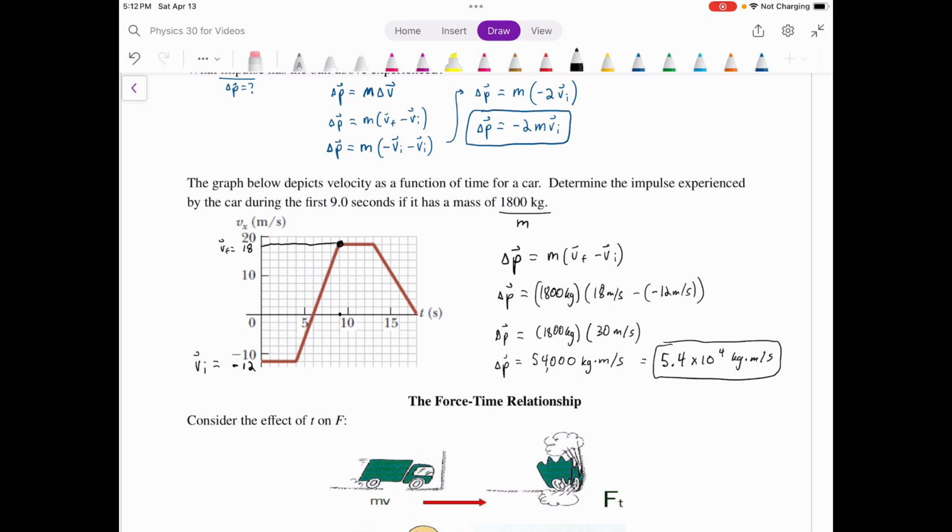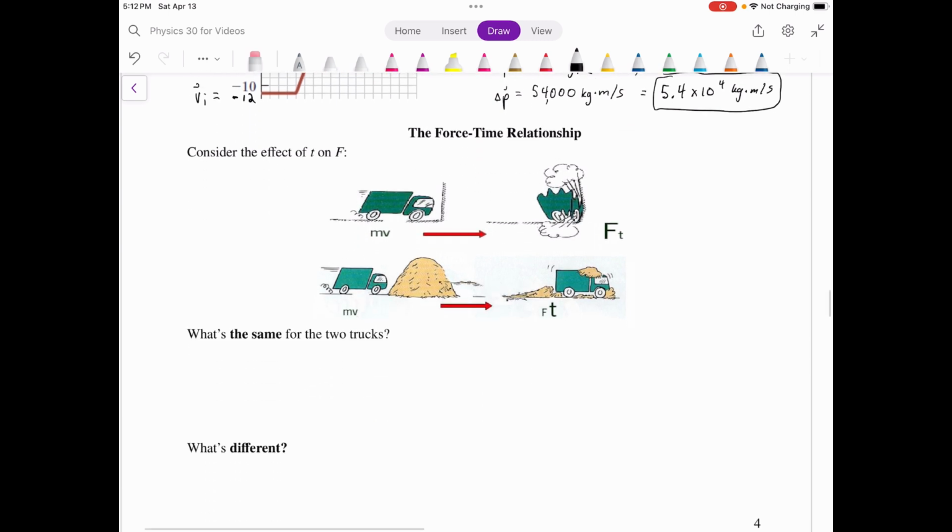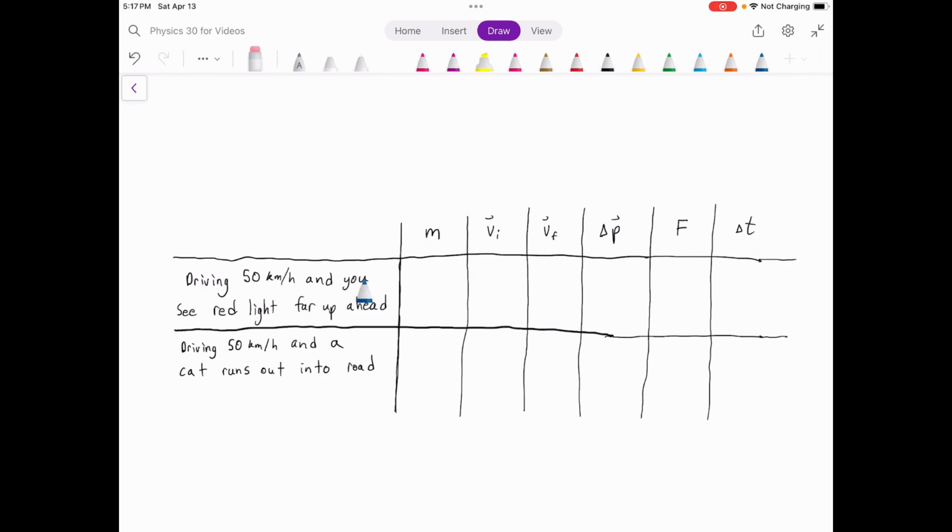Okay, let's talk about the relationship between force and time and how they both relate to impulse. So let's just think about something before we jump into that notes example there. I want you to imagine two different scenarios. The first one, you're driving in your car at 50 kilometers per hour and you see a red light way up ahead, so you're going to have to stop for the red light. And in the other scenario, you're also driving 50 kilometers per hour, and in front of you, a cat runs out into the road and you've got to stop very quickly. The cat is safe, don't worry, but slightly different situations, right?